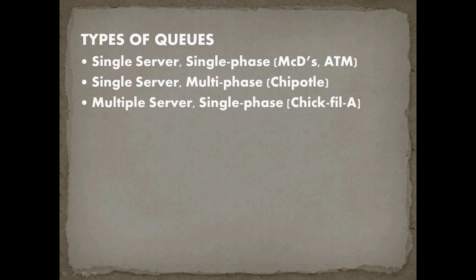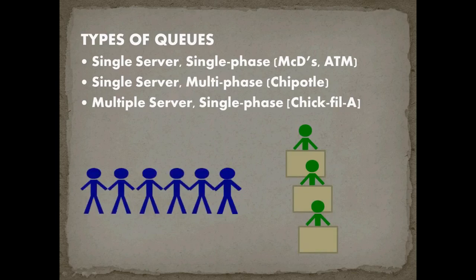The next type of queue is a multiple server, single phase, and this is Chick-fil-A. So in this case, you've got lots of servers available, and they're all providing service to a single line. So you're going to move forward to the first available server. And when all the servers are taken, right, once someone leaves, the next person in line is going to step right up.